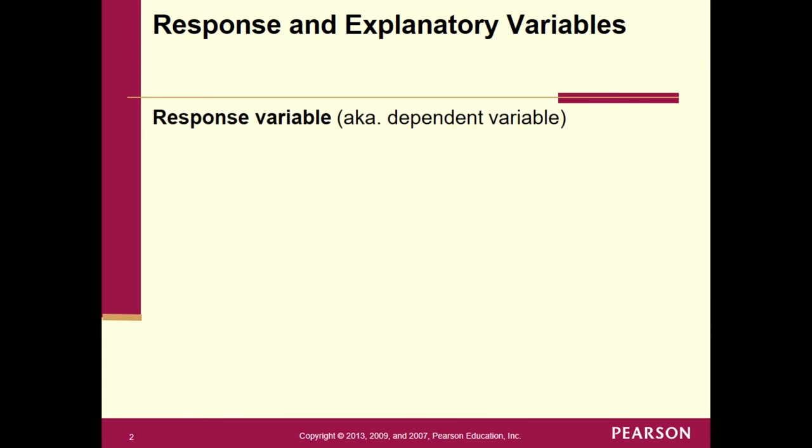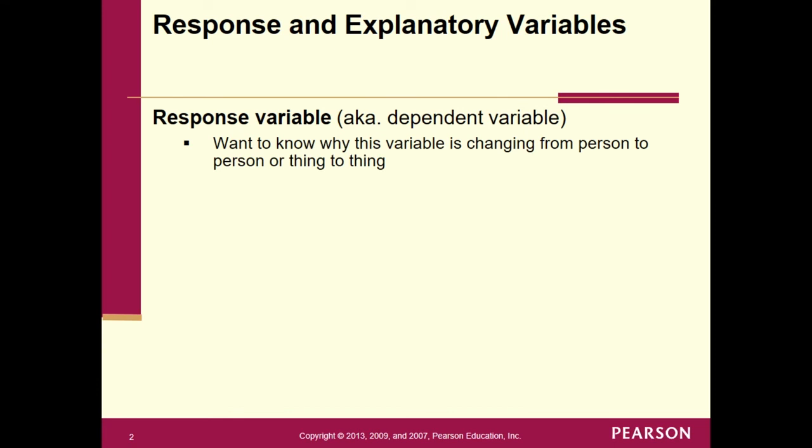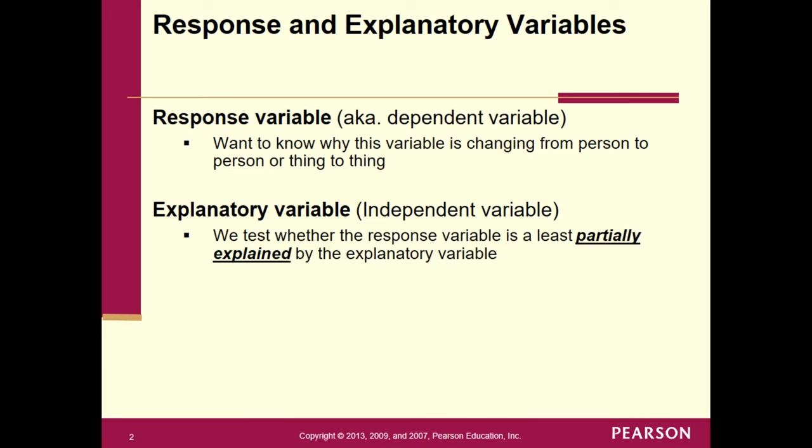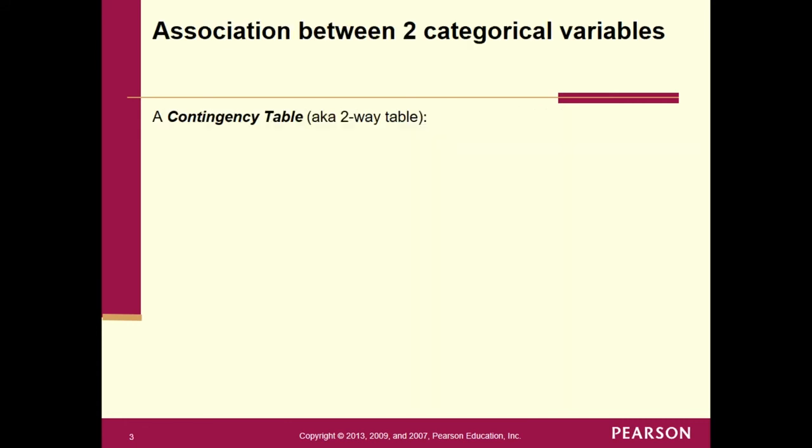So just like before, we had a response variable, also known as the dependent. That's the one that we're trying to figure out why it's changing from person to person or thing to thing. We have the explanatory variable, also known as the independent variable. We test whether the response variable is at least partially explained by the explanatory. Nothing has changed there.